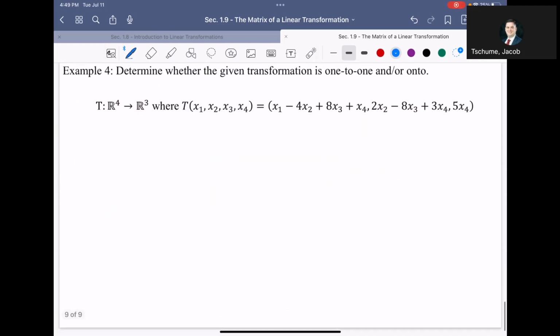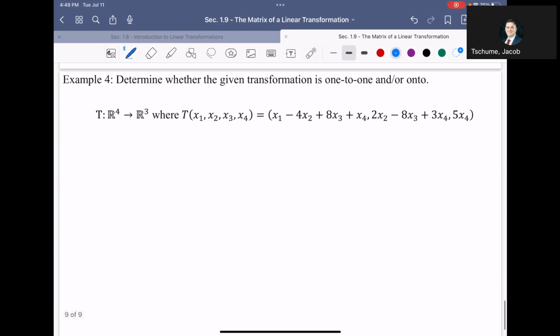All right. A second example, let's do one that doesn't map into the same dimension. So what about number 4 here? If we want to do a mapping from the 4th dimension into the 3rd dimension, it's labeled by the following. T of x1, x2, x3, x4 is x1 minus 4x2 plus 8x3 plus x4. Then 2x2 minus 8x3 plus 3x4. And finally 5x4.